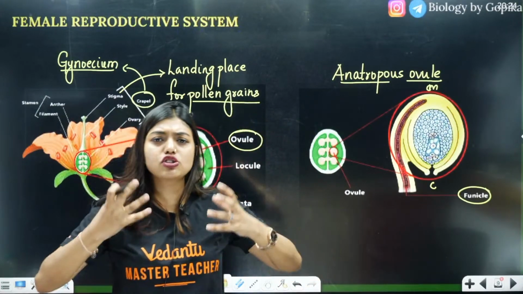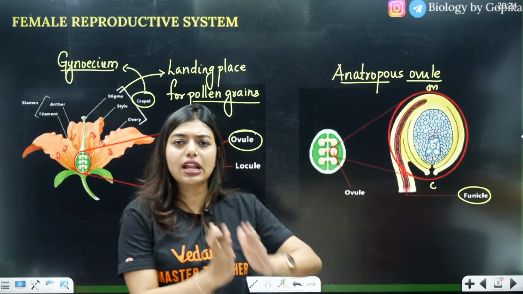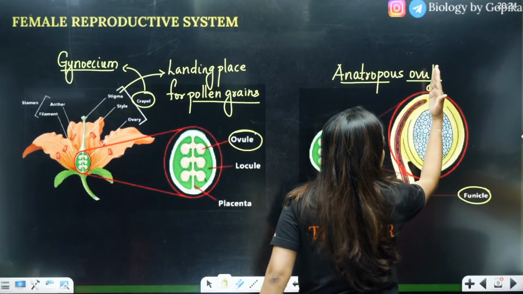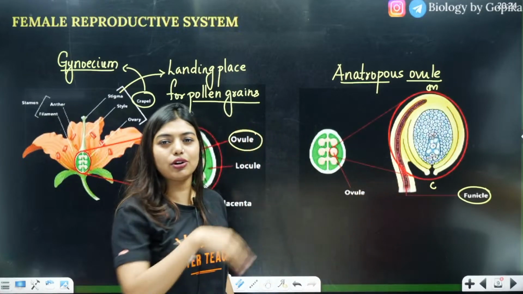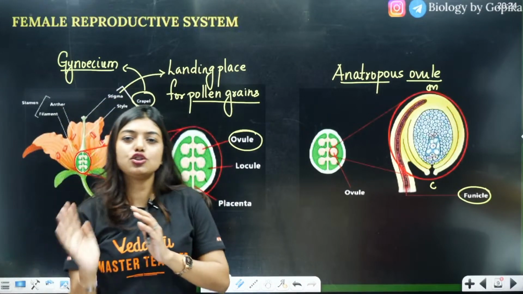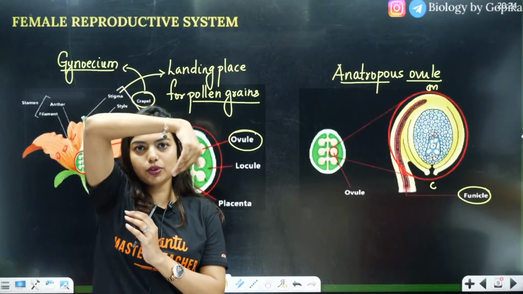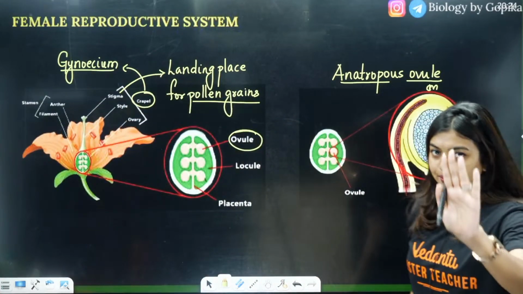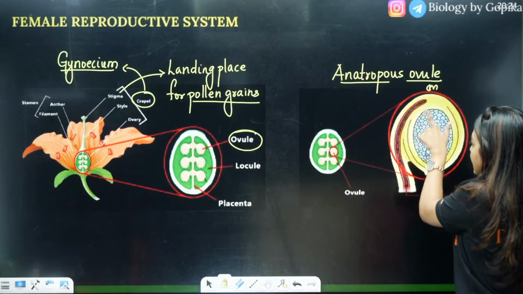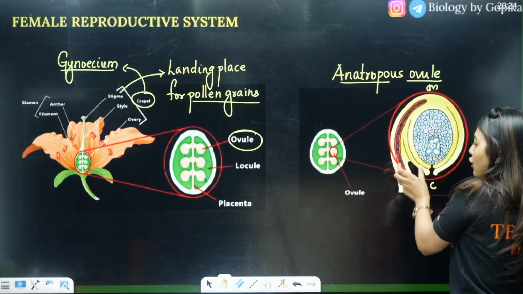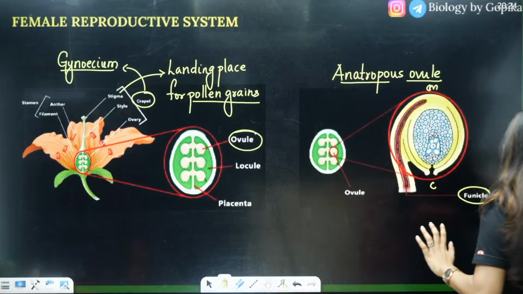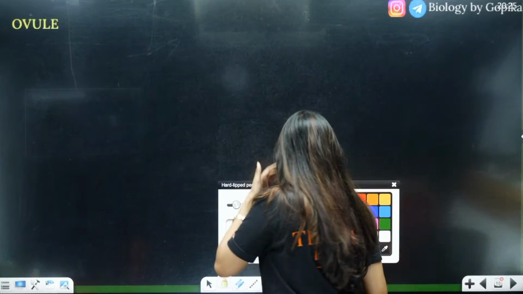Just know the name. Anatropous ovule means where the funicle, chalazal and micropylar ends are not in a straight line. These two are in a straight line, but this fellow says, I don't want to be with you people, I will go to one side. So the funicle went off like this and the ovule became like this. So it's fully 180-degree tilted. Now, we have to know the structure of the ovule. If you look at the ovule, there are integuments, nucellus, funicle, hilum, micropylar and chalazal end. All of this we are going to understand now.